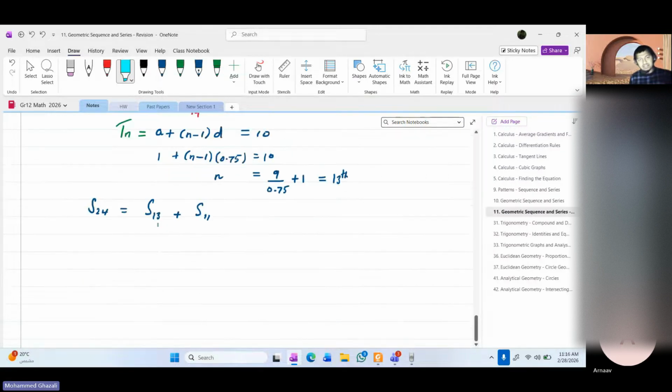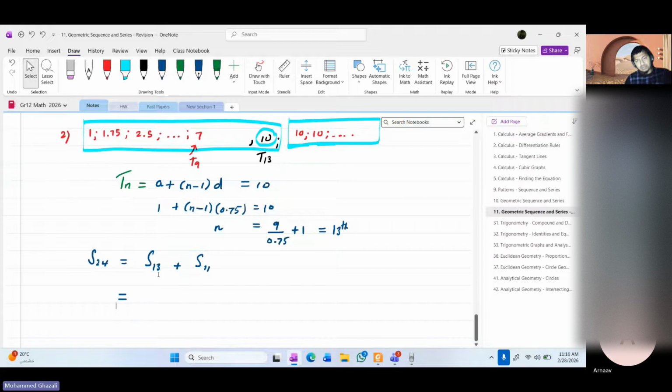So let's go S13. Look, you can find the S12 as well if you want. But S12, remember, the 12th term is not 10. So you can find the S12 where you can group the 10 with the 12s here, right? But S11 is easy. We can find S11. S11 is just 11 times 10, right? But S13, what's the Sn formula? n over 2 into a plus l.